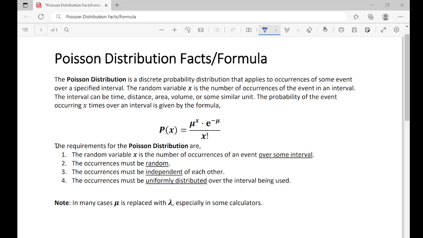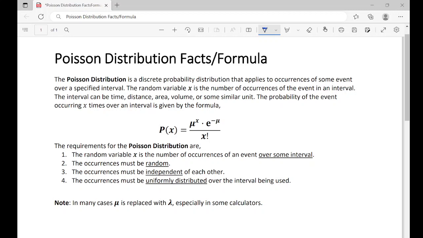Now there are some requirements for the Poisson distribution, 4 in fact. The first is that the random variable x is the number of occurrences of an event over some interval. 2. The occurrences must be random. 3. The occurrences must be independent of each other. And 4. The occurrences must be uniformly distributed over the interval being used.